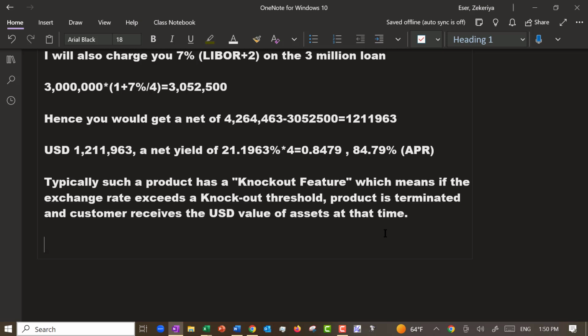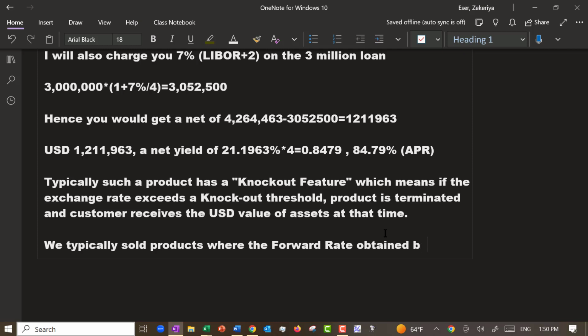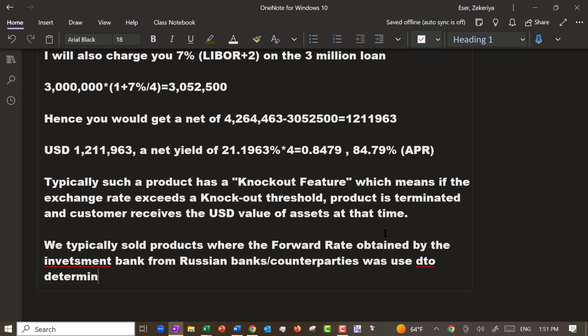We typically sold products where the forward rate obtained by the investment bank from Russian banks or counterparties was used to determine the payout.